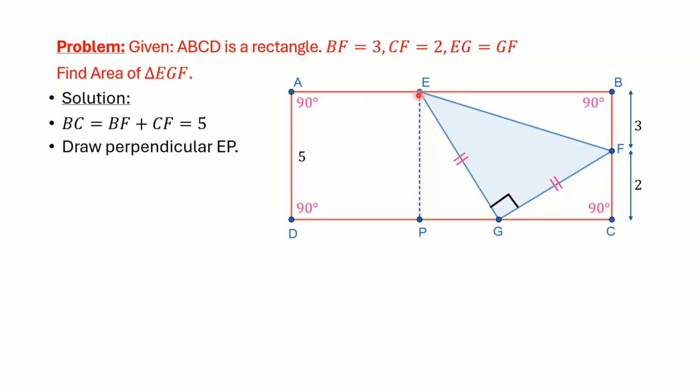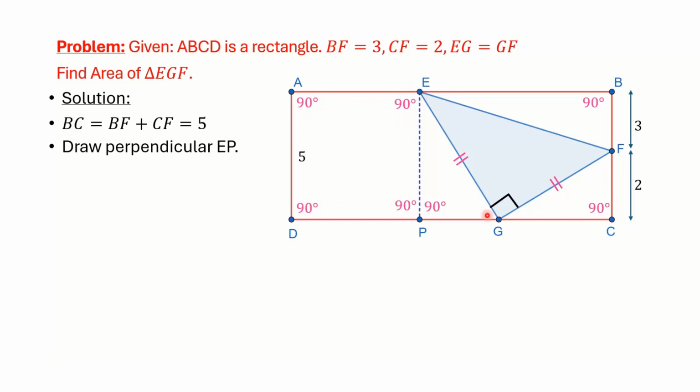Now let us draw a perpendicular from point E on side DC. So this is the perpendicular EP on side DC. This means this angle is 90 degrees. If this angle is 90 degrees, this angle will also be 90 degrees because this is an angle on a line. Now this angle is 90, this angle is 90, this angle is 90. This has to be 90 degrees because the sum of the angles in a quadrilateral is 360 degrees. So this plus this is 270, so this has to be 90 degrees.